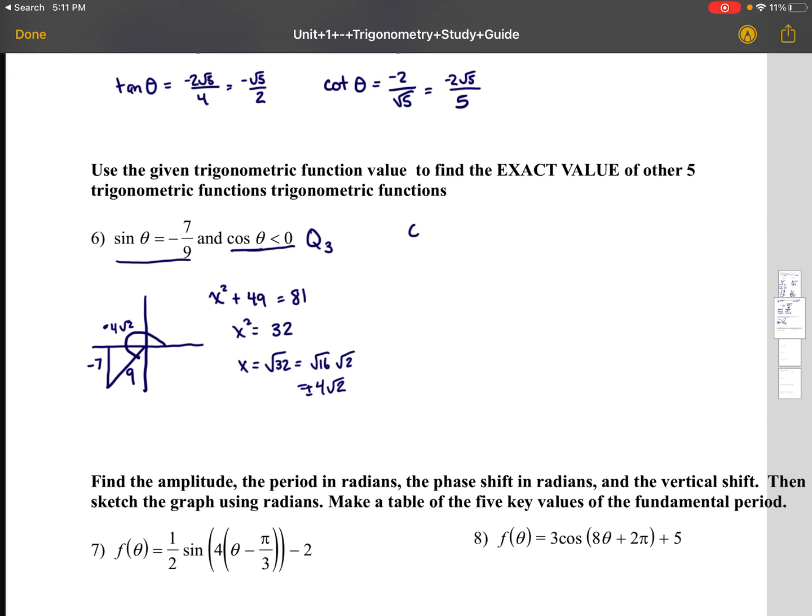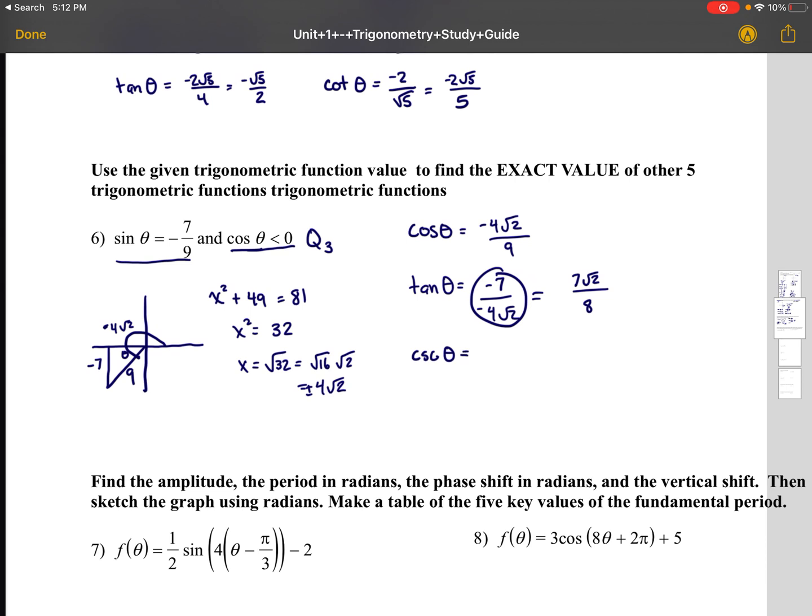So now we know sine theta already. Cosine theta is going to be negative 4 square root 2 divided by 9. Tangent theta, again this is our angle theta, is going to be negative 7 divided by negative 4 square root 2. I know you're thinking, Mr. Mark, you're living dangerously, iPad's about to die. We're good. So that's going to be the same as 7 square root 2 divided by 8 if you rationalize the denominator. Again, I don't care if you actually leave it like that.